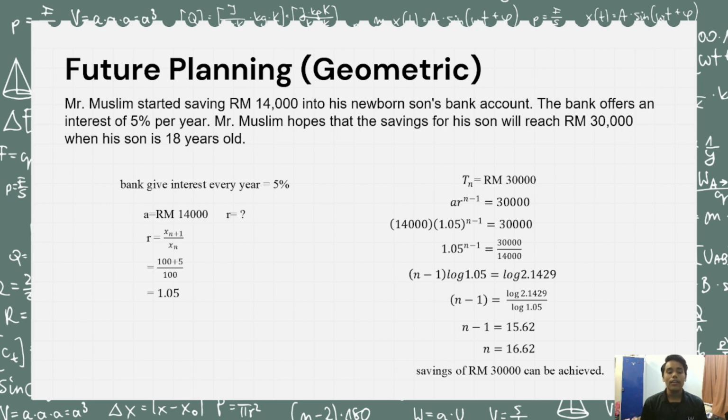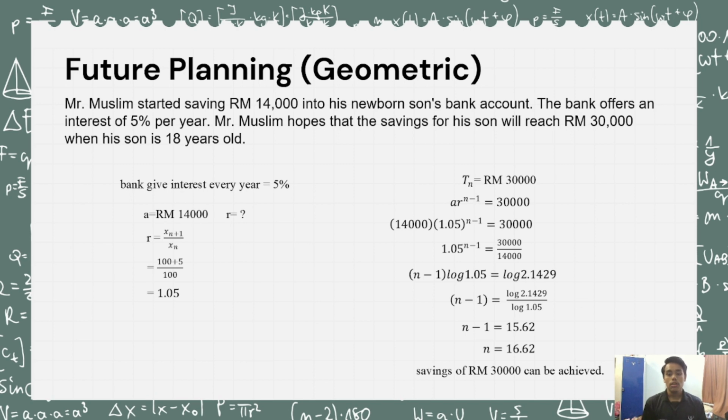Okay, the first term we get is 14,000 ringgit, but we don't have the value of r. So we need to use the r formula, which is x(n+1) over xn. Insert the values and we can get r is 1.05. After that, insert the r value into the geometric sequence formula. After that, bring 14,000 ringgit to the other side to be divided.